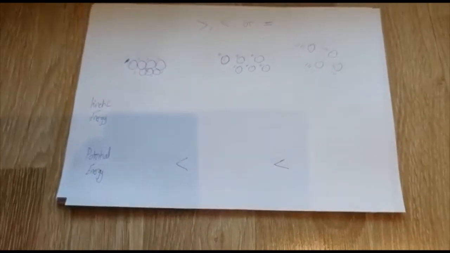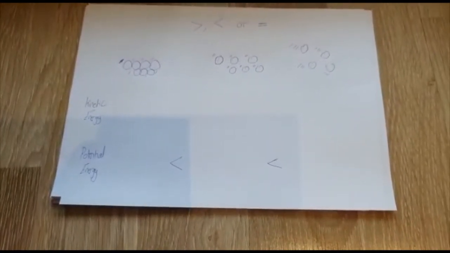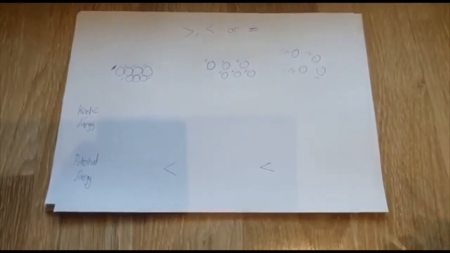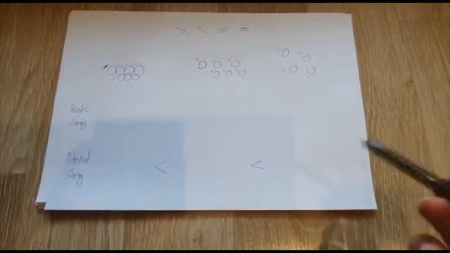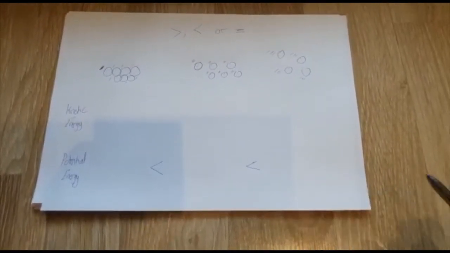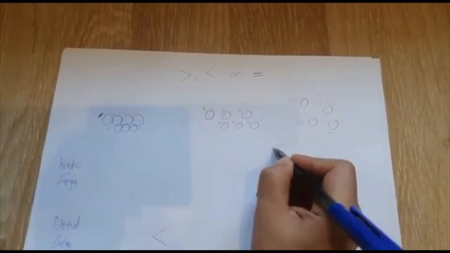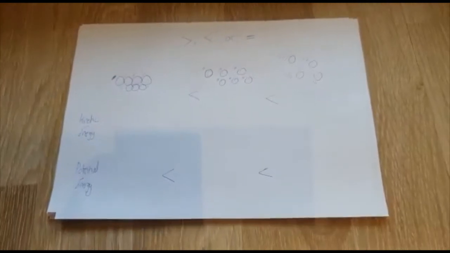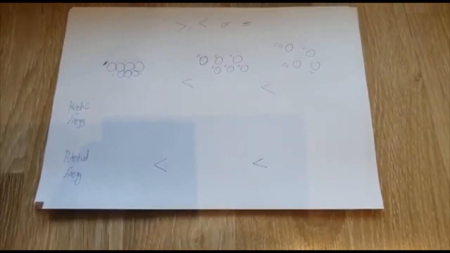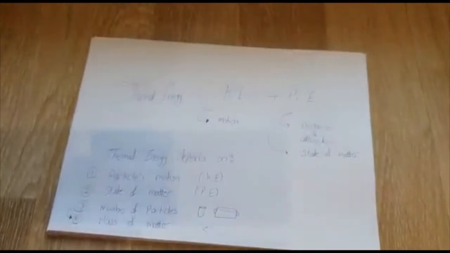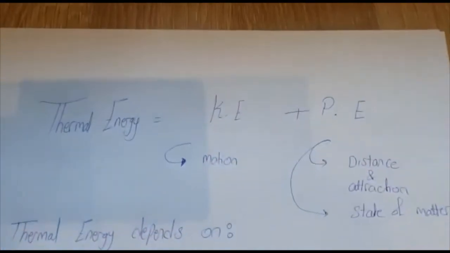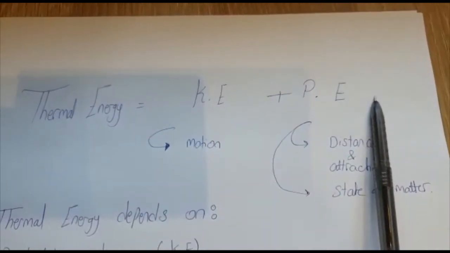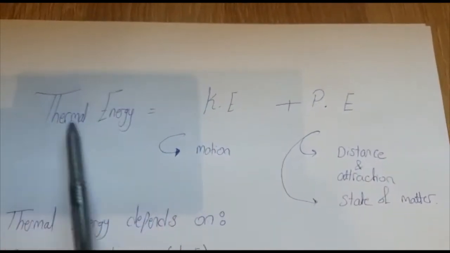What about the kinetic energy? Same. Isn't the gas particle moving more than the liquid and solid? So they have more kinetic energy. So the gas also has more kinetic energy than liquid, more than solid. Okay, but what is the third type of energy? Thermal energy. Thermal energy is the sum of kinetic energy and potential energy. This is the thermal energy.